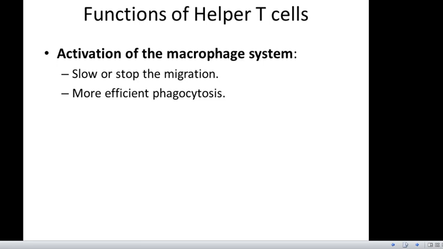The helper T cells cause the activation of the macrophage system. Firstly, they slow or stop the migration of the macrophages after they have been chemotactically attracted into the inflamed tissue, thus causing great accumulation of macrophages. And secondly, they activate the macrophages to cause far more efficient phagocytosis, allowing them to attack and destroy increasing numbers of invading bacteria or other tissue destroying agents.